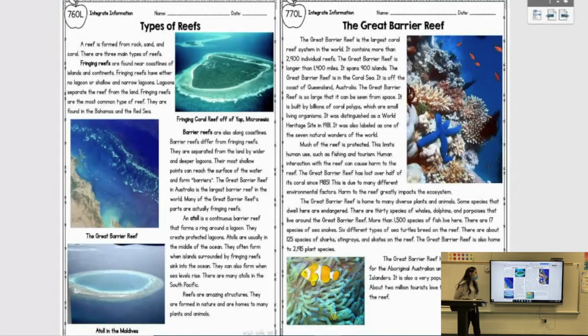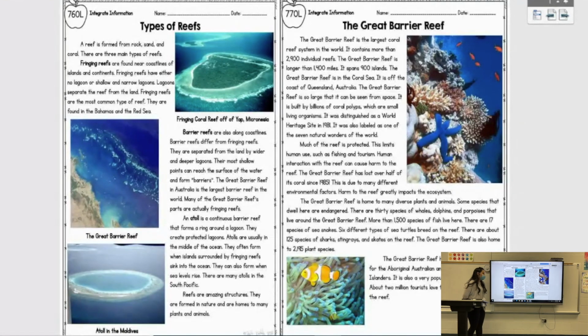An atoll is a continuous barrier reef that forms a ring around a lagoon. They create protected lagoons. Atolls are usually in the middle of the ocean. They often form when islands surrounded by fringing reefs sink into the ocean. They can also form when sea levels rise. There are many atolls in the South Pacific.